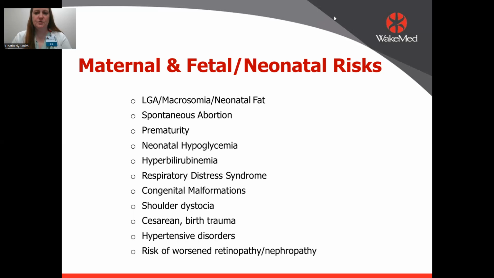What I like to remind my patients is instead of focusing on the risk, focus on what can be done about it, mainly managing the diabetes well.